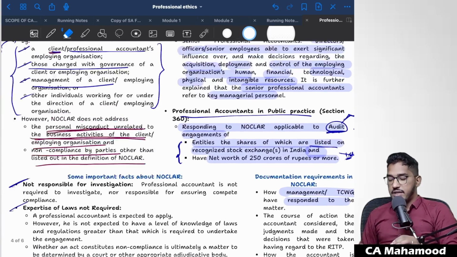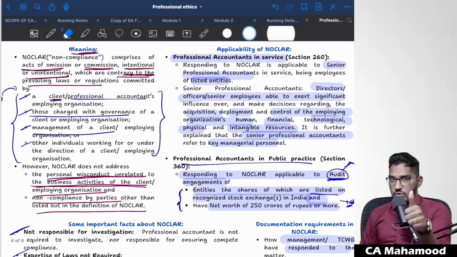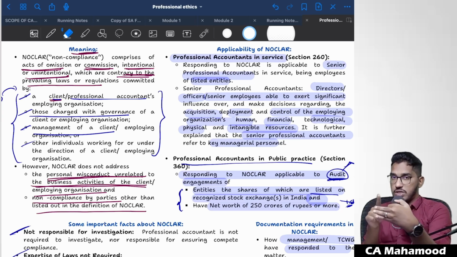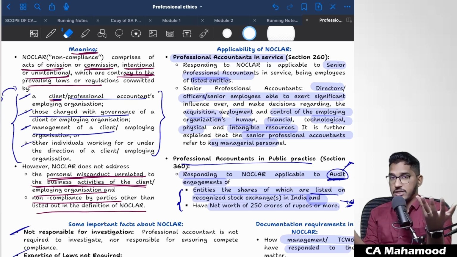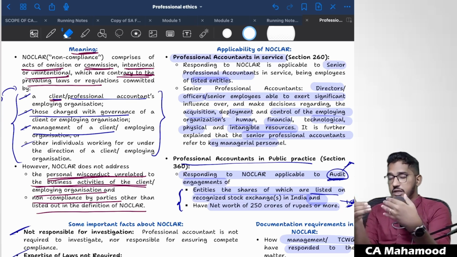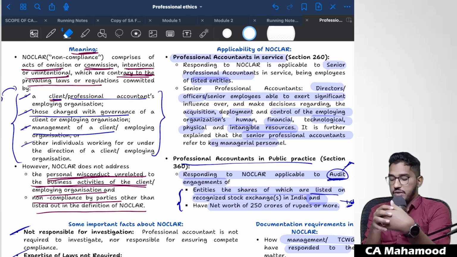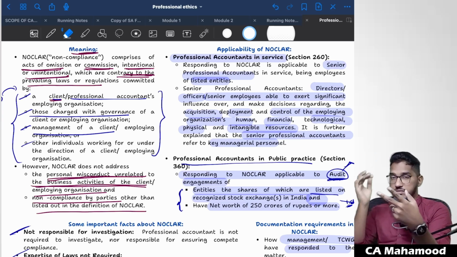Clear? So what we have seen regarding NOCLAR, first we have seen what is the meaning of NOCLAR. NOCLAR means an act of omission or commission, either intentional or unintentional, which is contrary to the prevailing laws and regulations, committed by the client or employing organization, management of the client or employing organization, those charged with governance of the client or employing organization, or those people who are under the control or working under the directions of the management or of the client or employing organization. NOCLAR does not include personal misconduct. It also does not include any non-compliance conducted by parties other than those we have seen above.